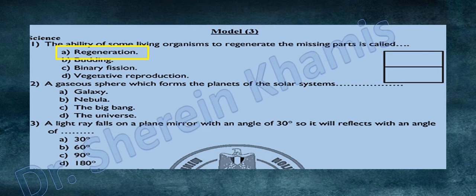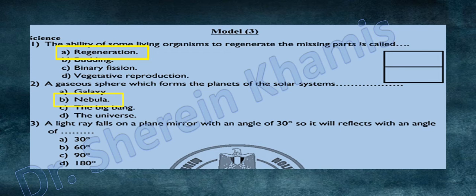Okay, we have the second question: a gaseous sphere which forms the planets of the solar system. Okay, we have a sphere that explodes, or a kind of glowing part that makes the solar system after the Big Bang. We have what? The nebula. It is the origin of what? It is the origin of the solar system.